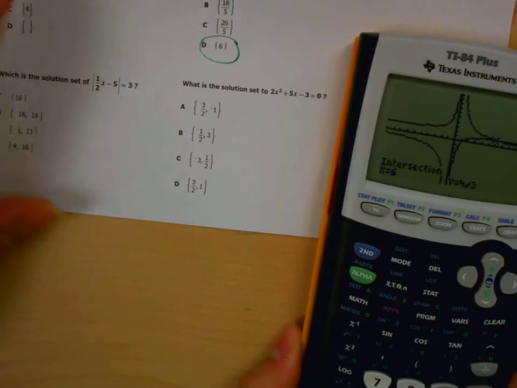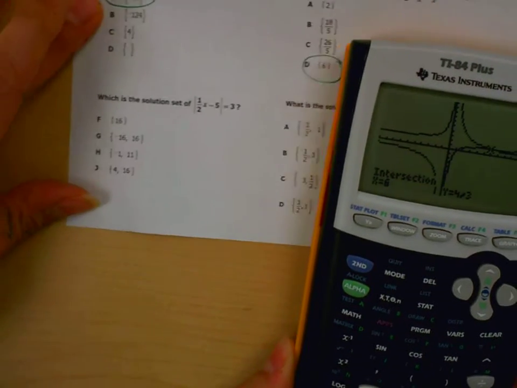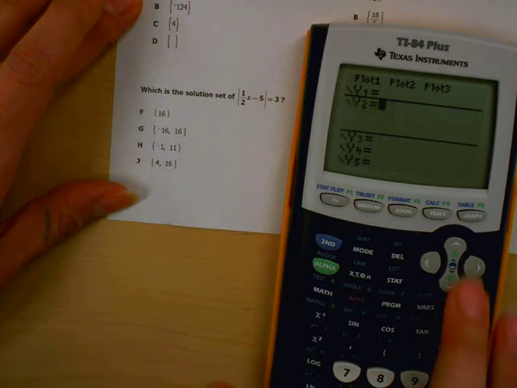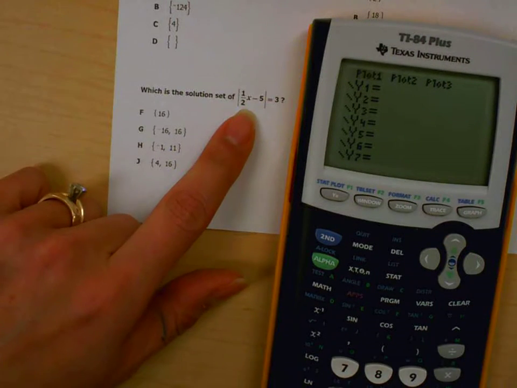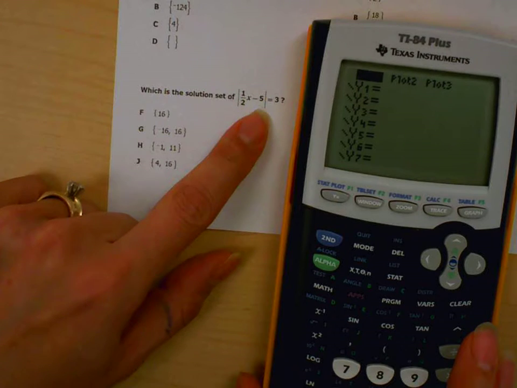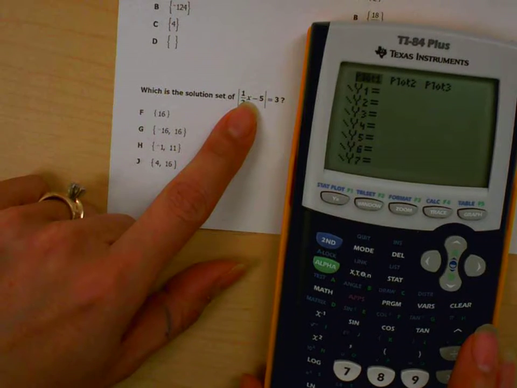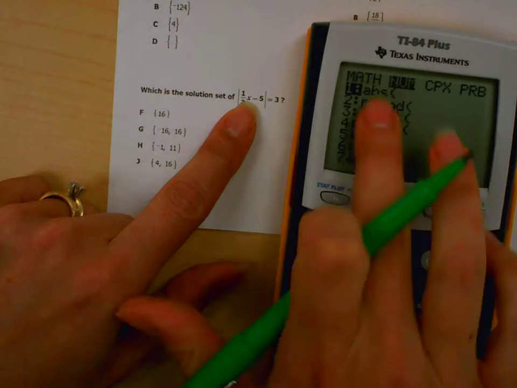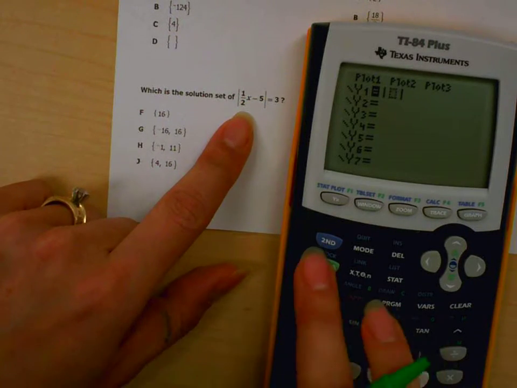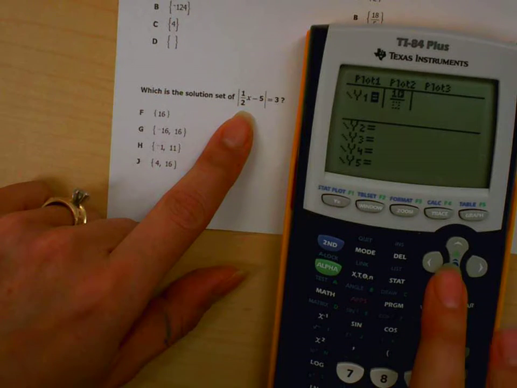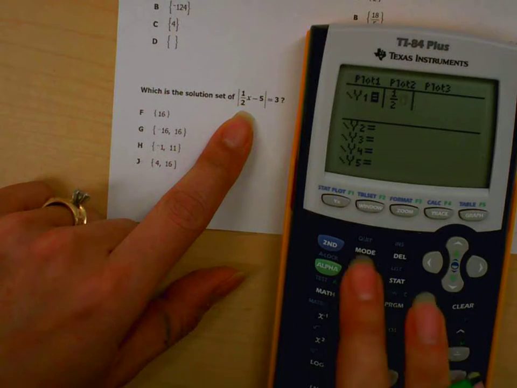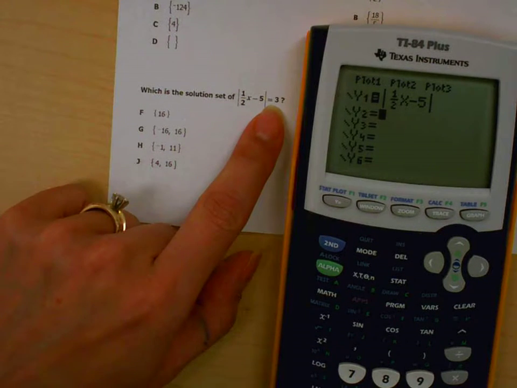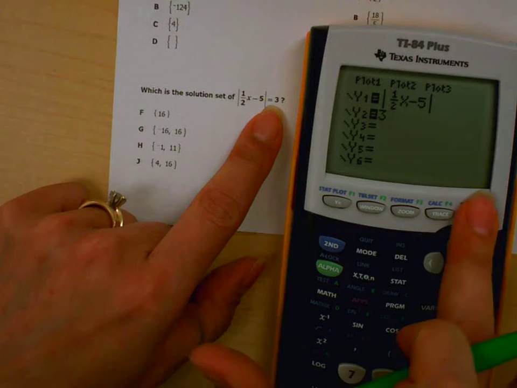Let's try one that's going to have more than one solution. We'll do absolute value. So that's going to go in y1, the absolute value of 1/2 x minus 5. Absolute value can be found by going to math, over to NUM, number 1. So I've got 1/2 x minus 5. That's my left side, so that's y1. The right side is 3. Hit graph.